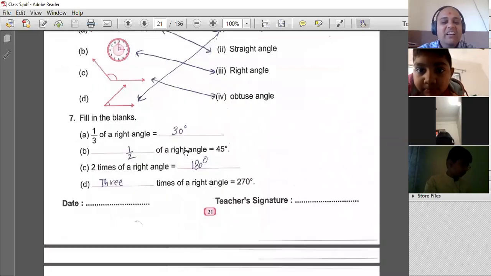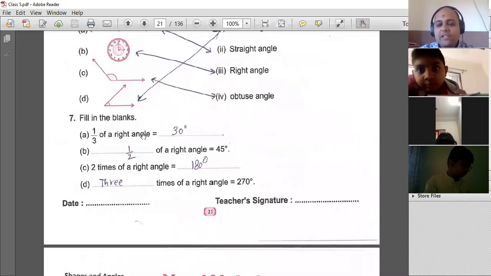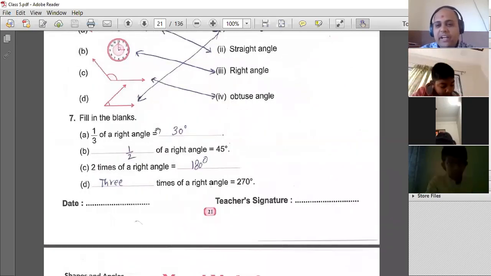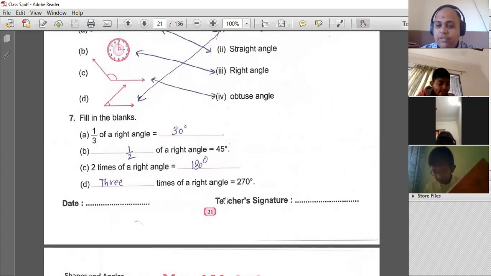Okay? Right, one third of a right angle. A right angle is what? 90 degrees. So one third of a right angle is 30. Half of a right angle, this also we have done. Right? Three times a right angle.